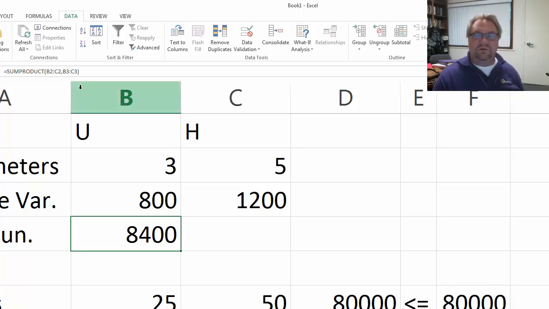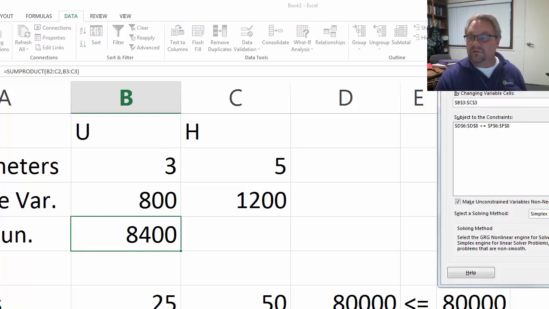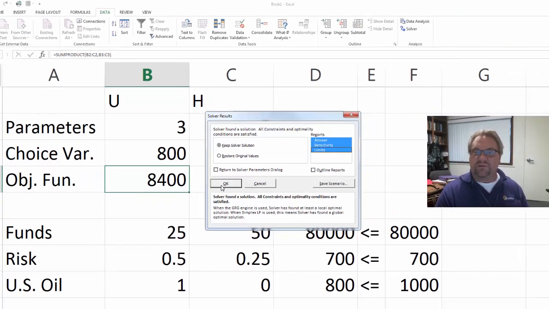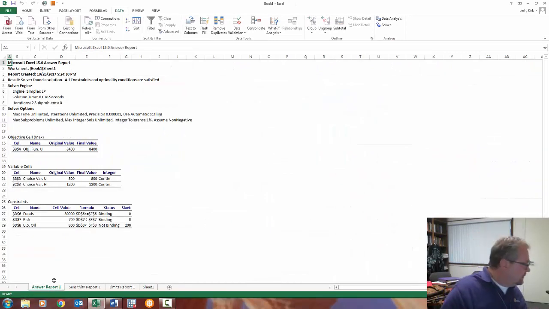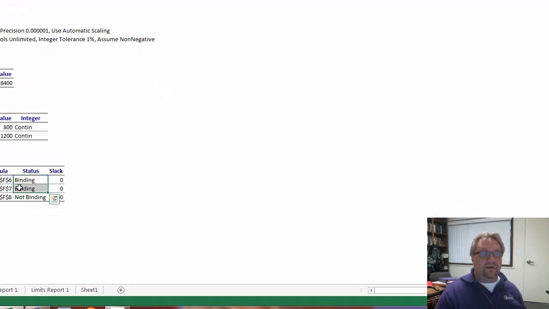Which constraints are binding? Oh darn it! You know what? Let me go back. So better get the answer and sensitivity reports. I'll get the limits report as well, although I don't think I'm going to need it. Okay, answer reports. Which constraints are binding? The funds and the risk constraints are both binding.